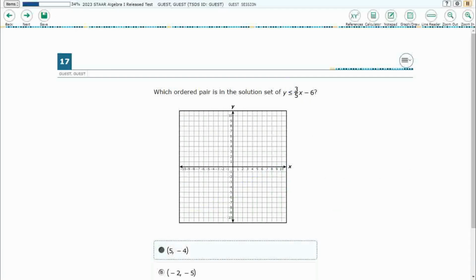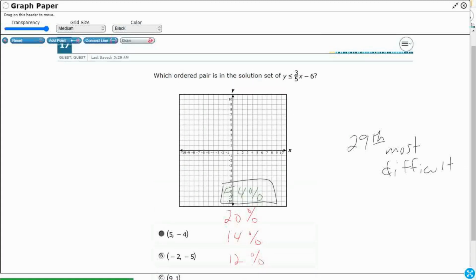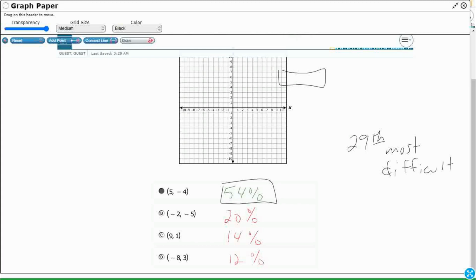Let's see how we did across the state of Texas. This was the 29th most difficult, which means out of 50 problems, it was trending towards the easier side. But just a little bit more than half the students got this correct. You had multiple ways to solve this. I decided to graph it out. Students could also solve this just by plugging every single x and y coordinate in to see which one makes a true statement. You didn't even really need to use the graph. Multiple options to do that.